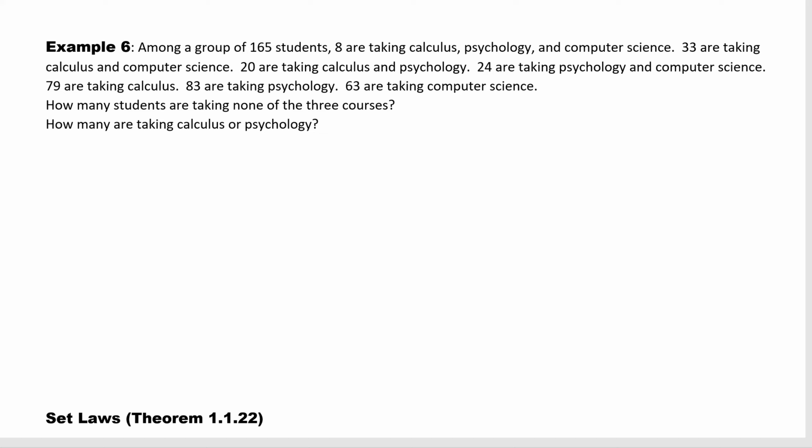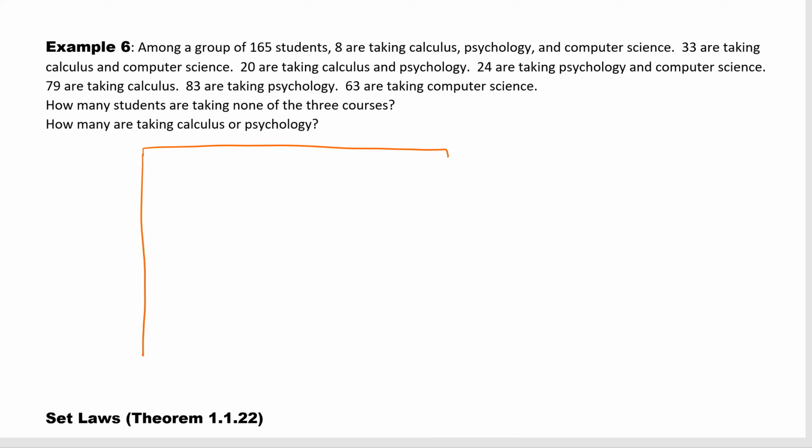33 are taking calculus and computer science. 20 are taking calculus and psychology. 24 are taking psychology and computer science. 79 are taking calculus. 83 are taking psychology. 63 are taking computer science. So how many students are taking none of these 3 courses? How many students are taking calculus or psychology? Okay, let's draw the big picture.